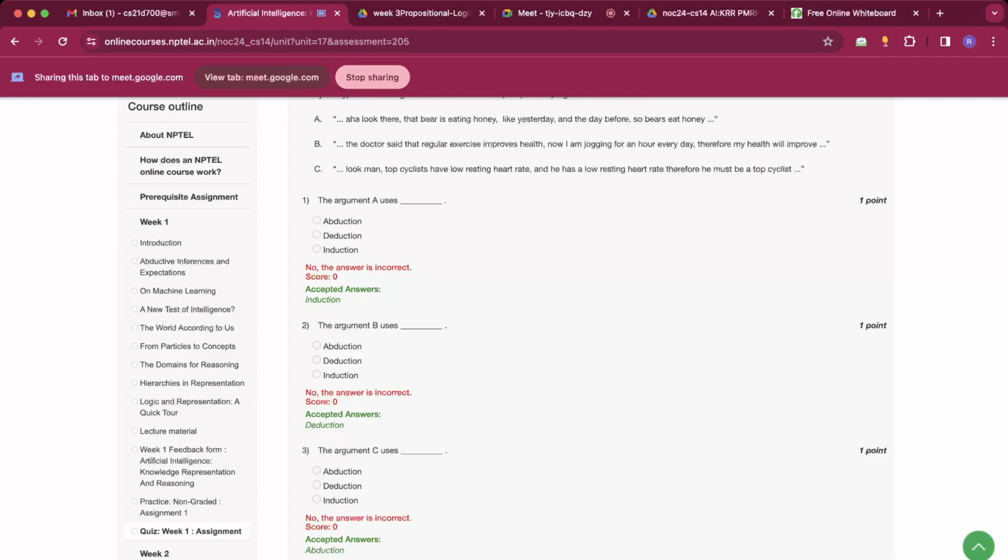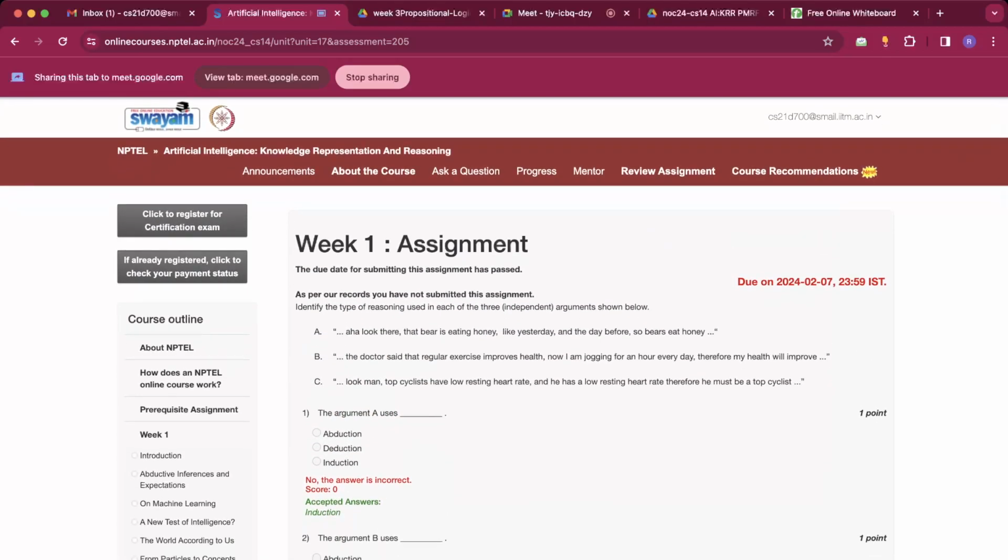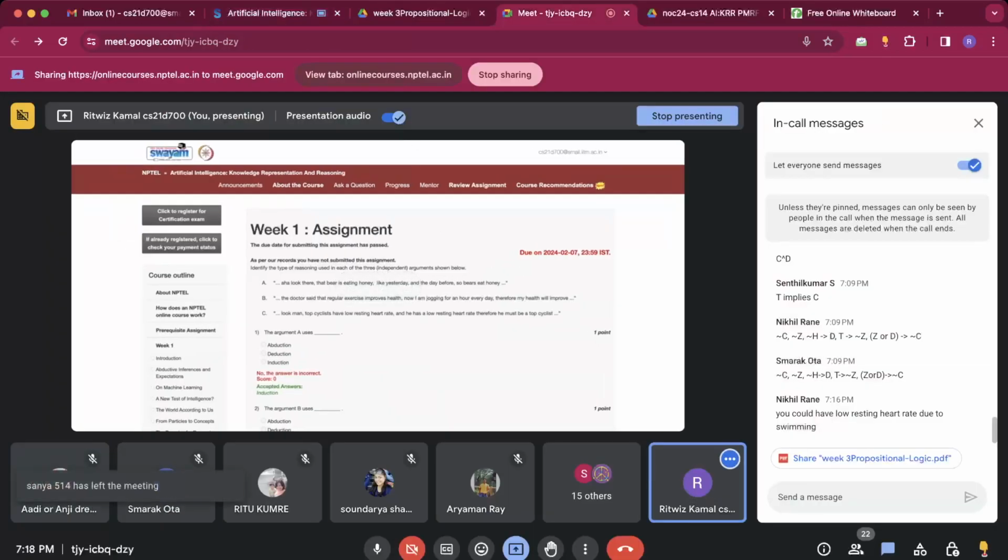So this is something that I also learned. Thanks for pointing it out. In such cases, it's better to read the flow of the sentence in the way it is given from left to right, because that will help us make proper conclusions. I think this will also help others who might be having a similar doubt. Yeah, exactly. As Nikhil said, they could have low resting heart rate due to a number of factors. Swimming could be one of them.